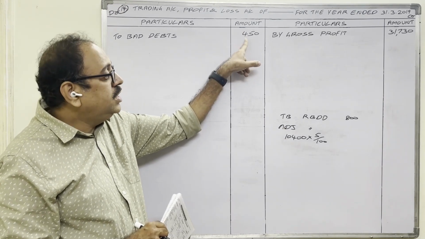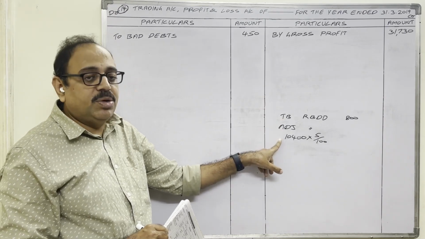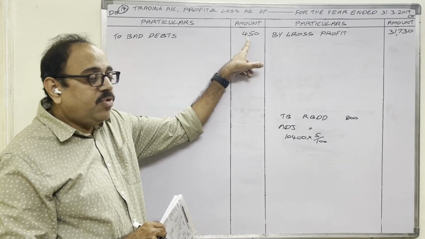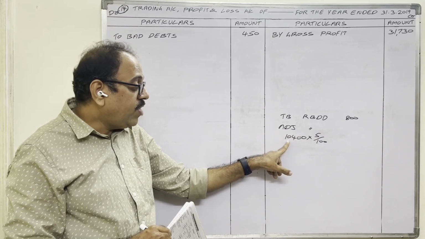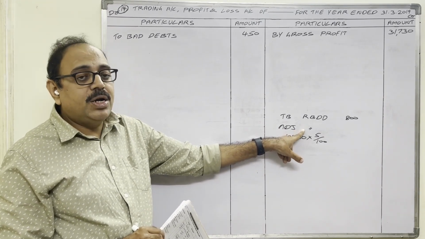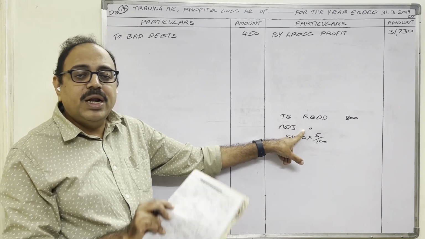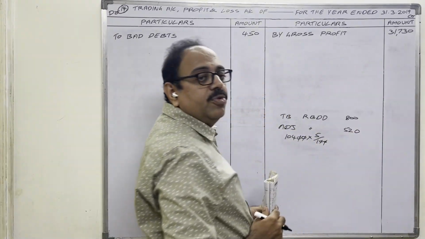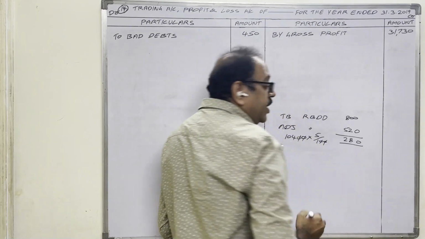Means already this amount is adjusted from debtors amount. After deducting 450, the remaining debtor value is 10,400. So while calculating reserve for bad and doubtful debt, again we need not deduct bad debts. 520 rupees. Difference 280 rupees.